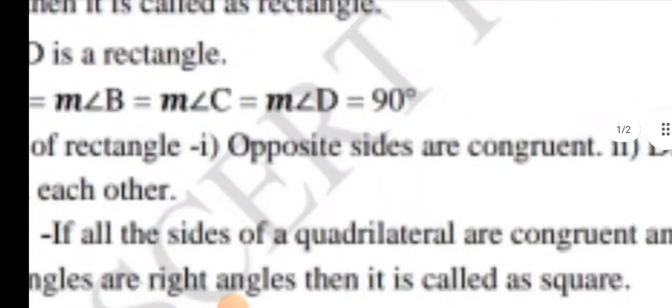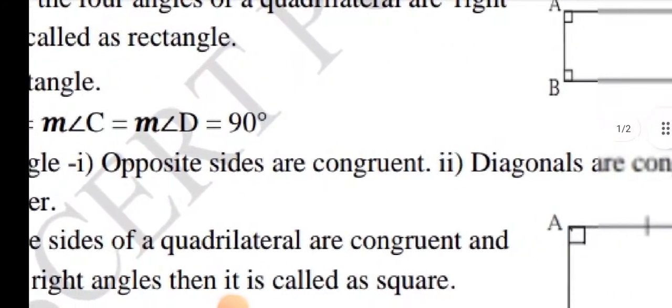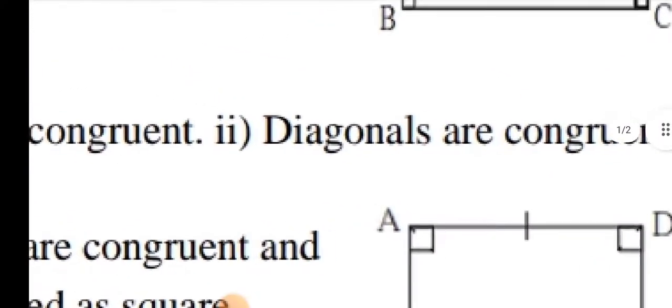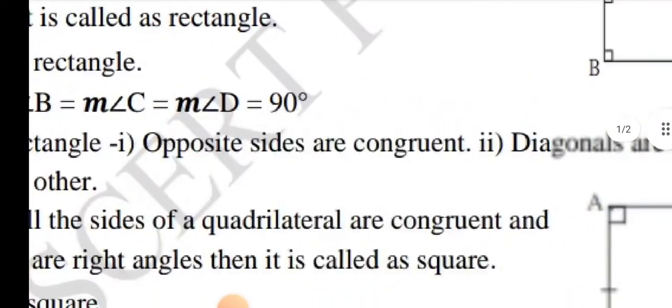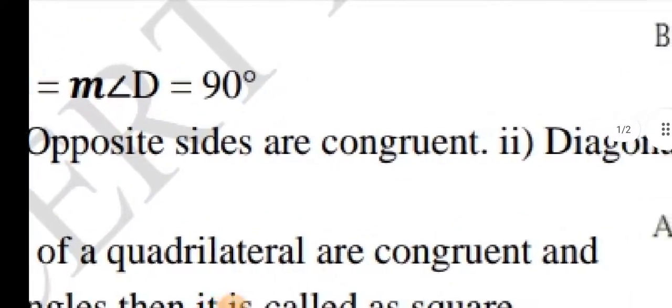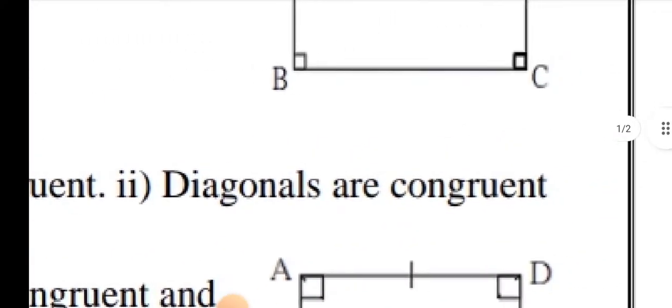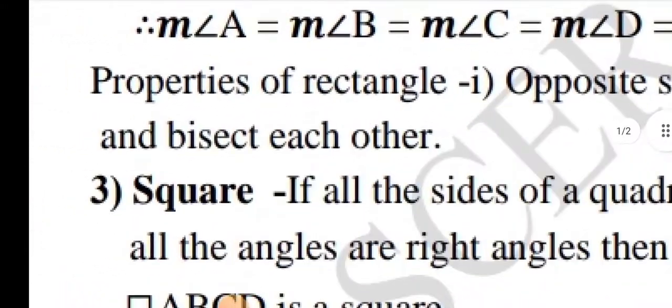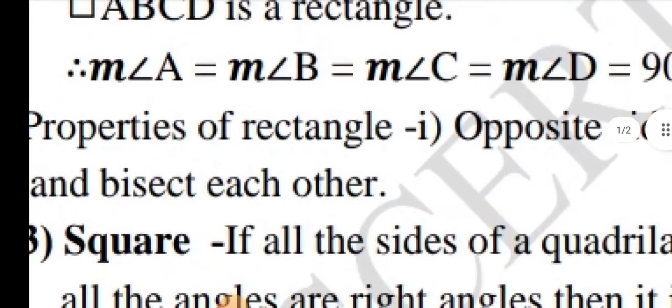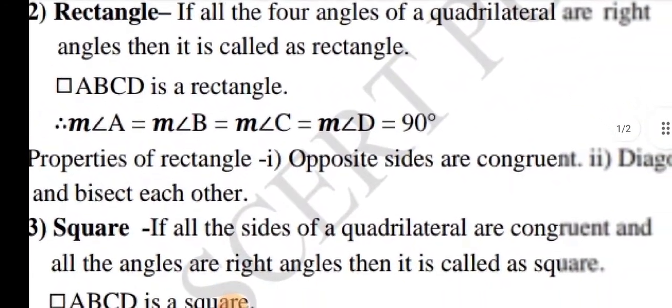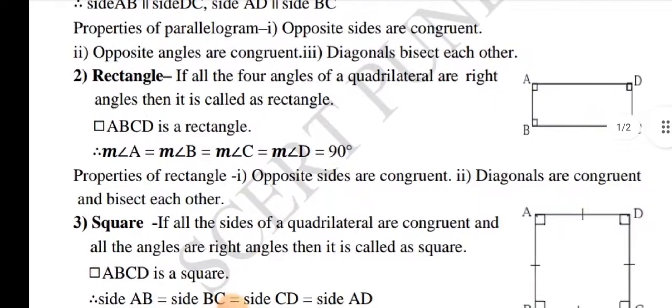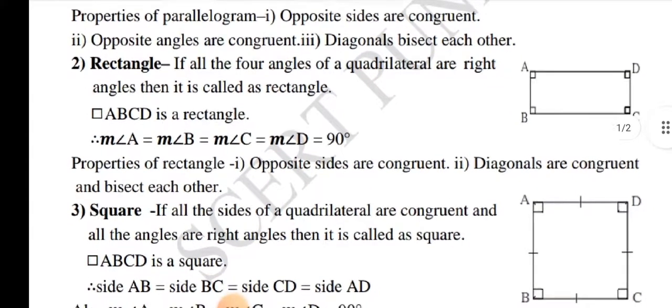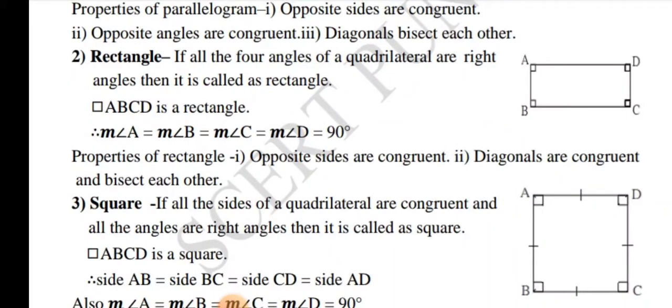Now the properties of rectangle. First property is opposite sides are congruent. Diagonals of a rectangle are also congruent and bisect each other. These are the main two properties of a rectangle: opposite sides are congruent, and diagonals are congruent and bisect each other.